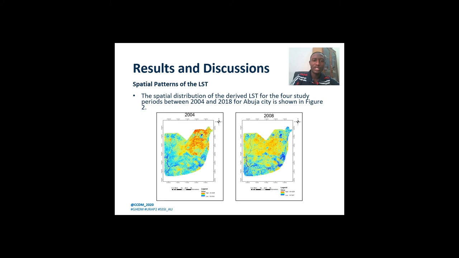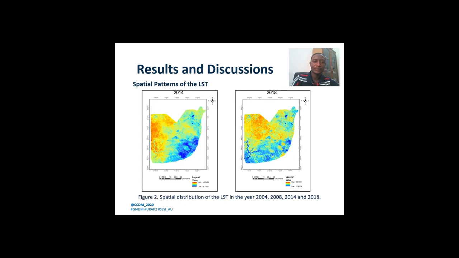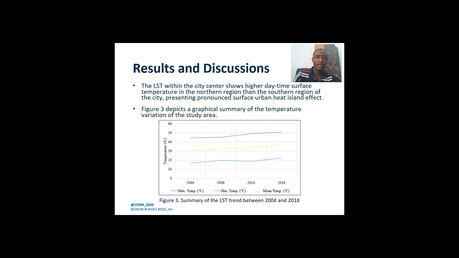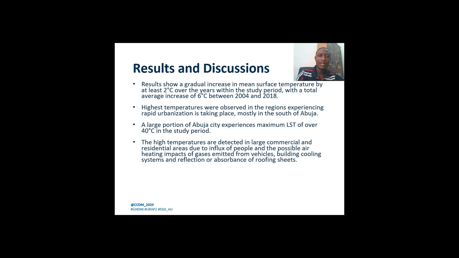This shows the spatial distribution of land surface temperature in Abuja City for the years 2004 and 2008. On the next slide, we see the distribution for 2014 and 2018. And also, this figure shows the summary of the trend of land surface temperature between 2004 and 2018. And we can see a gradual increase in surface temperature, both the minimum, the maximum, and the mean temperature in Abuja City between 2004 and 2018.